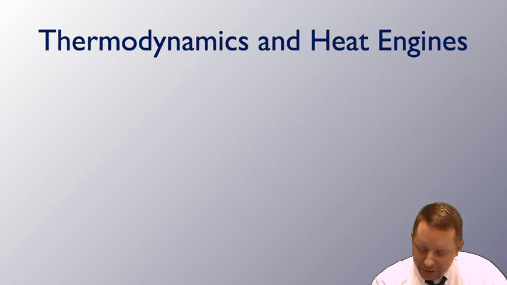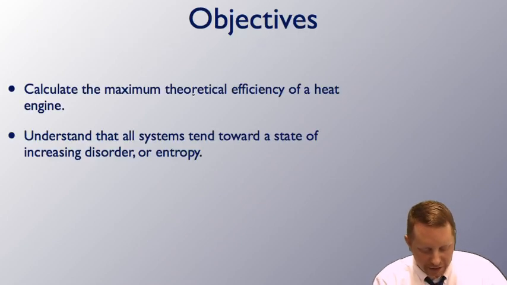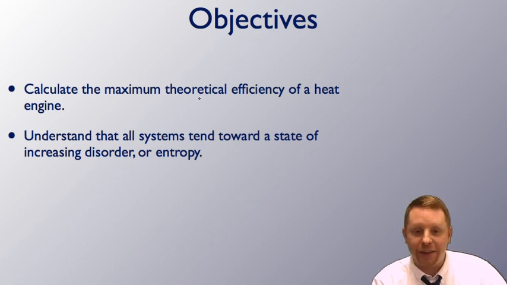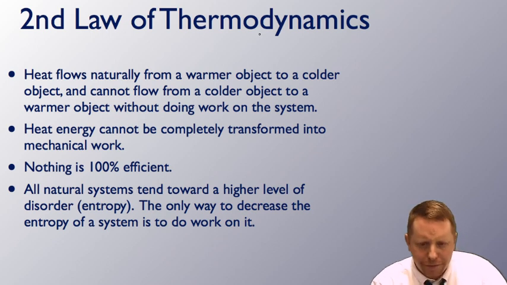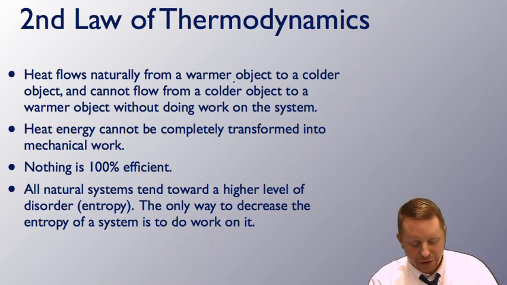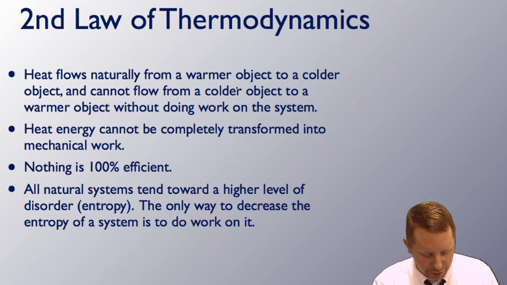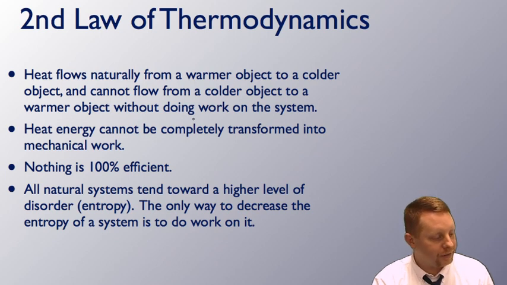So, our objectives for today are going to be to calculate the maximum theoretical efficiency of a heat engine, and secondly, understand that all systems tend toward a state of increasing disorder or entropy. So, second law of thermodynamics. Heat flows naturally from a warmer object to a colder object and cannot flow from a colder object to a warmer object naturally without doing work on the system.